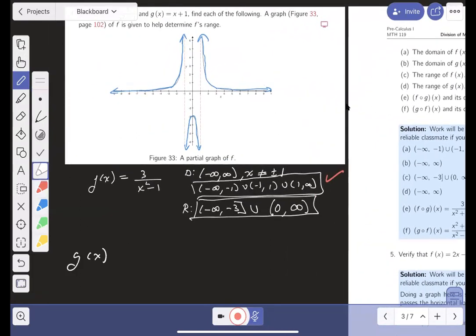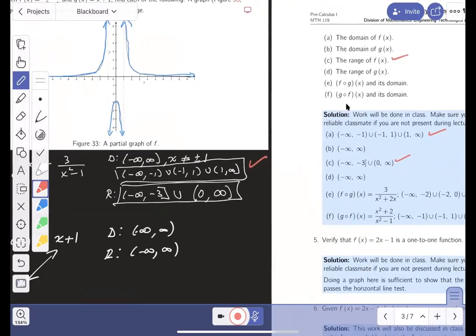And g of x is a line, and what's that line going to be? X plus 1. What's the domain of that thing? Well, there's no even roots, there's no divisions, all real numbers. That's -infinity to infinity. What's the range of that? It's a line, and I really mean that. It's a line that goes on forever in each direction. What's the range of that? -infinity to infinity. Let me go to the answer key and see if I did a good job. And I'm seeing it right here and right here. All right, that's good.